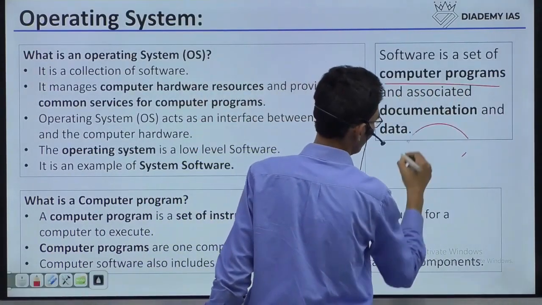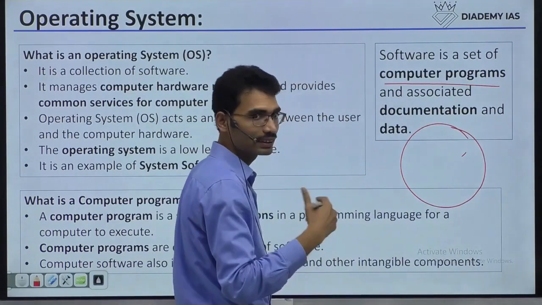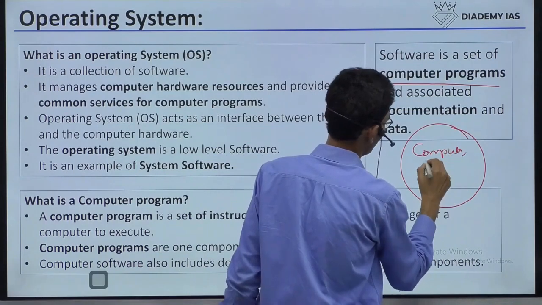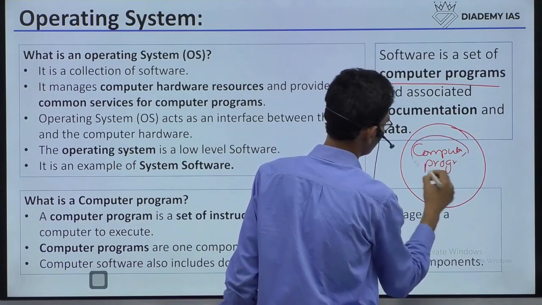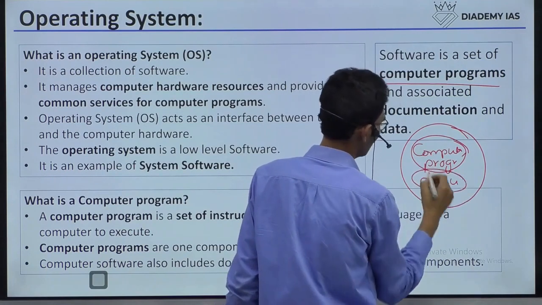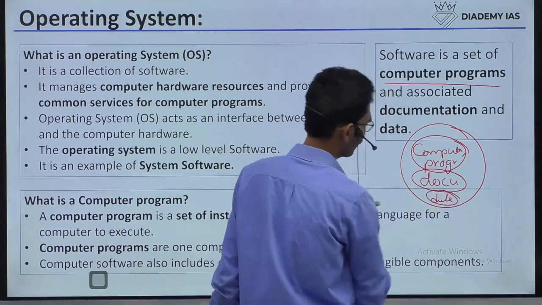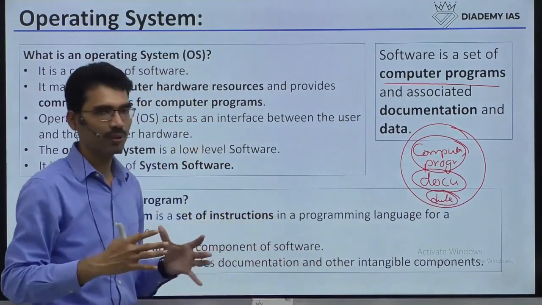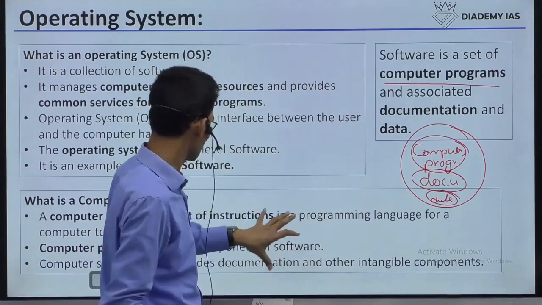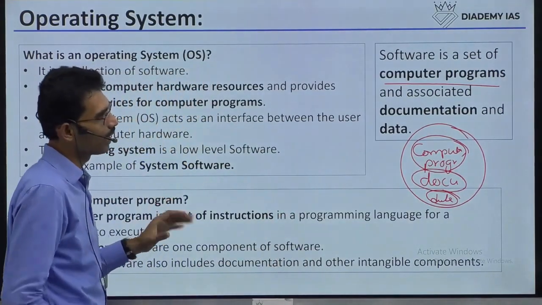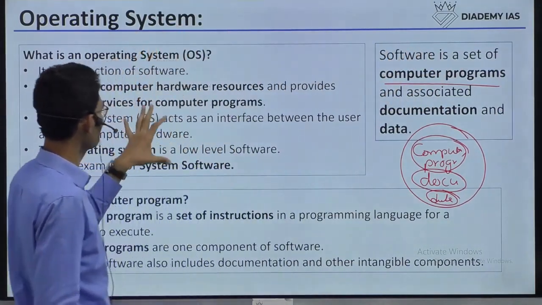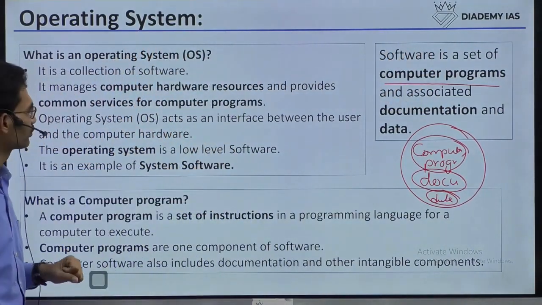So software contains computer programs, it may contain documentation, and it can contain data. Likewise, there are different parts within software. A set of instructions is called a computer program, and a set of such programs is one software, and the operating system is one example of software.